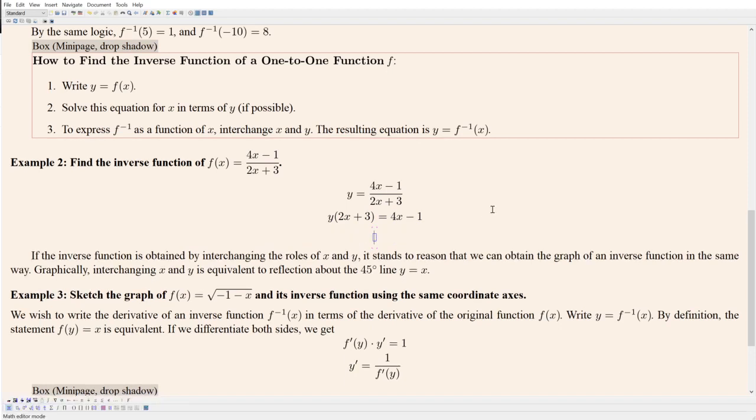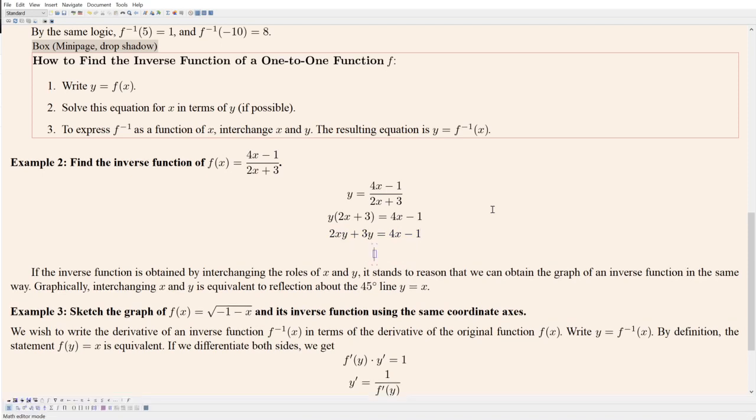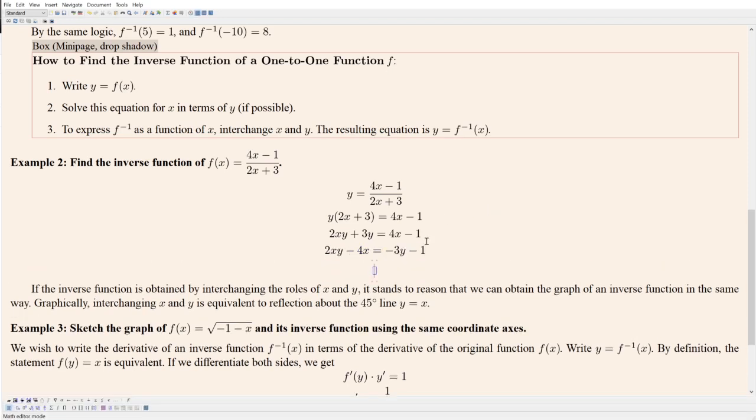And then let's distribute y on the left-hand side, like so. Now we want to get x by itself, so let's collect the x terms on the left and put all of the other terms on the right. Okay? So I just took the 4x, moved it over here, took the 3y, moved it over here.